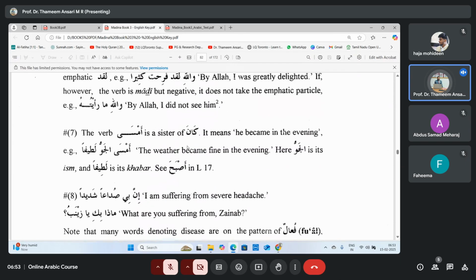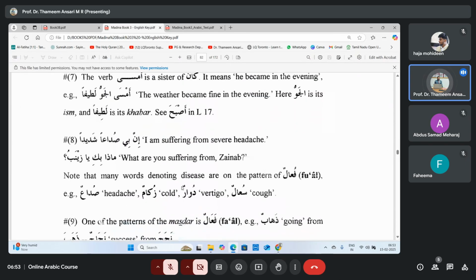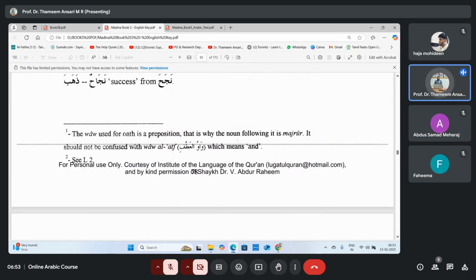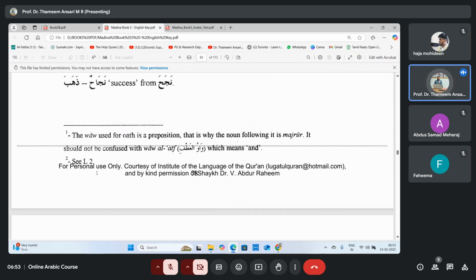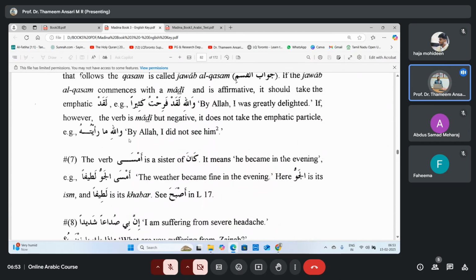So the footnote is given here. The waw used for the oath is a preposition. That is why the noun following it is majroor. It should not be confused with waw al-atf, which means and. Point number 2 is see lesson number 2. So this point is already dealt with in lesson number 2. You can refer to it.